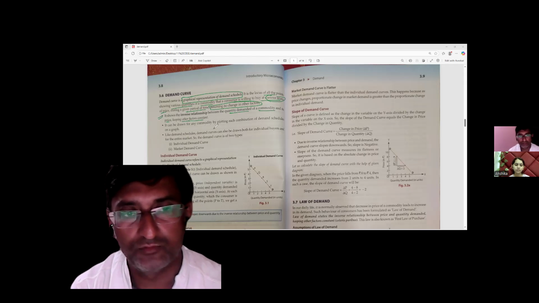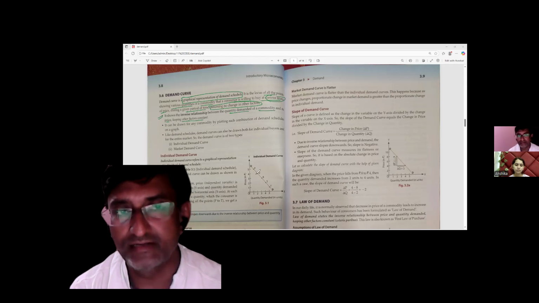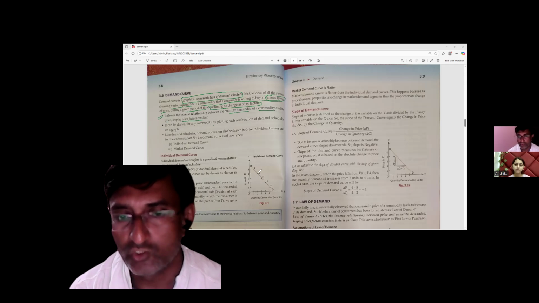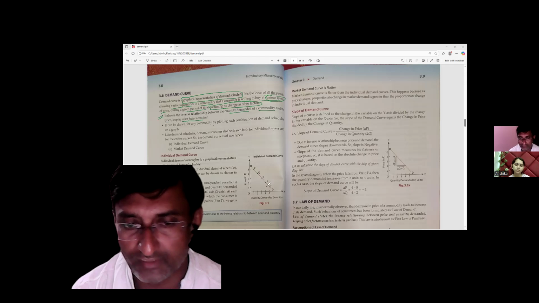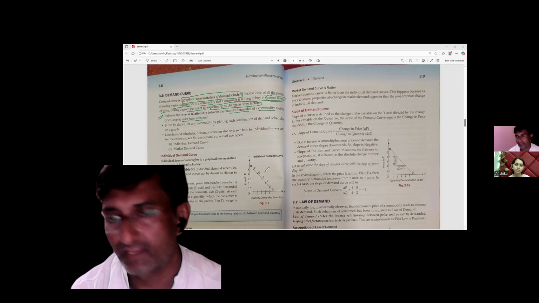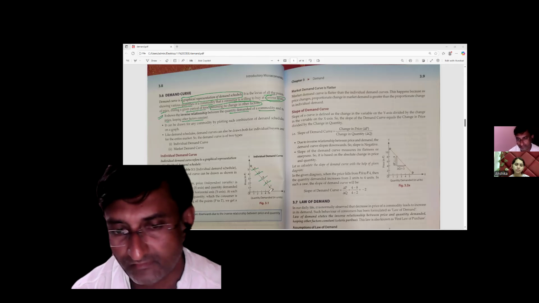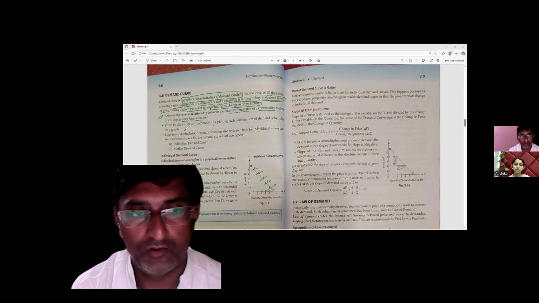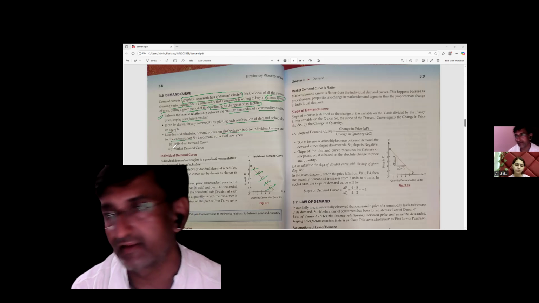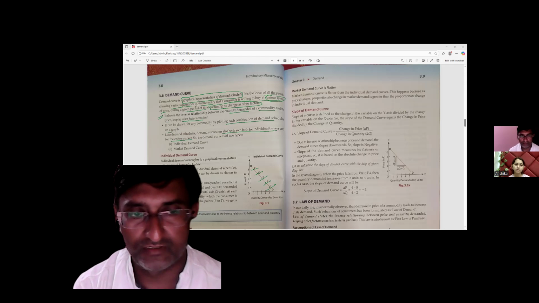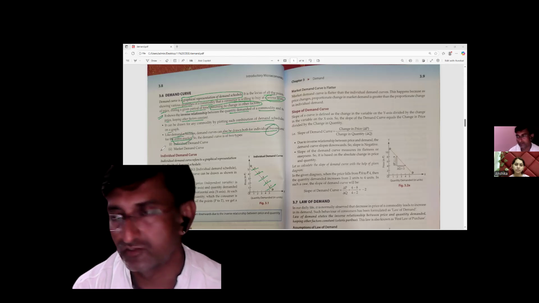Now it can be drawn for any commodity by plotting each combination of the demand schedule on a graph. Whenever you are representing a demand schedule in graphical form, you need to show it with dotted points, like this. Like the demand schedule, the demand curve can also be drawn both for individual buyers and for the entire market, from the point of view of buyers and of the entire market.